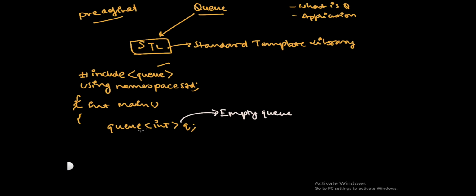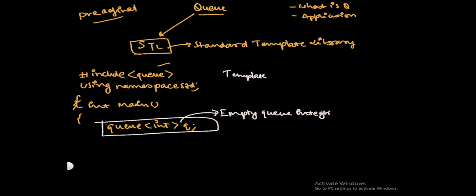Now what does this line mean? This queue is a template class which we are using. Whenever you see these kinds of angular brackets, always think that we are using some template kind of structure. By writing this line, we get an empty queue which will hold integers, and it would be a dynamic one. Why dynamic? Because we have not specified the size yet.